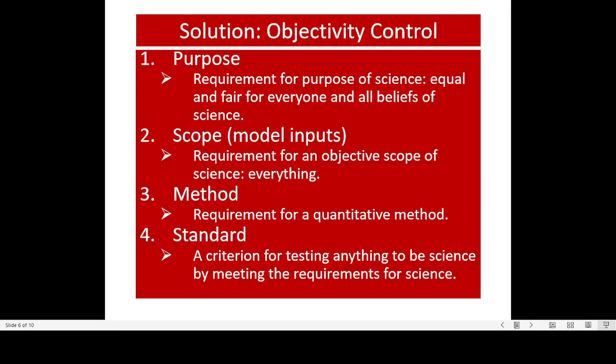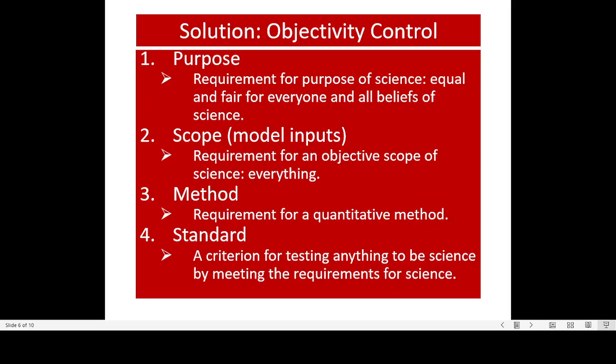Now, what's the solution to mitigate subjectivity risk? Objectivity control. So we'll look at them one by one. For the purpose, what is the purpose for science? We're saying no matter what the content of science is, it has to be a science equal and fair for everyone and all beliefs of science. Is that fair?